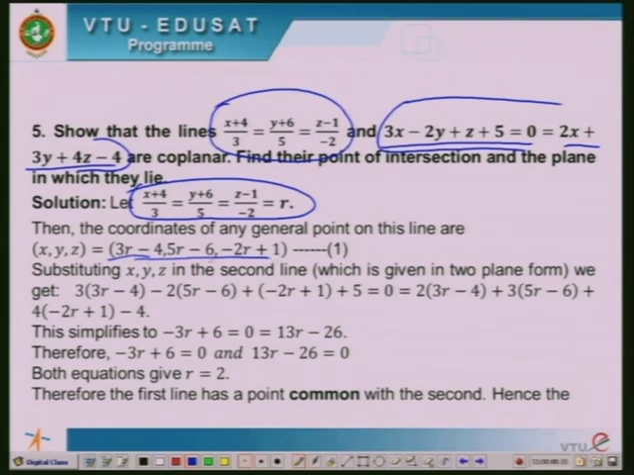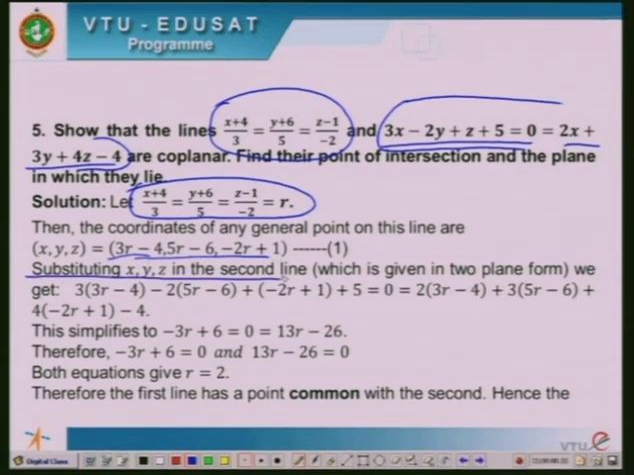Directly substitute these coordinates in the second line, which is given in two plane form. We get 3x minus 2y plus z plus 5 will be 3 into (3r minus 4), minus 2 into (5r minus 6), plus (minus 2r plus 1), plus 5 equal to 0, and the other plane is 2x plus 3y plus 4z minus 4 equal to 0, which is 2 into (3r minus 4) plus 3 into (5r minus 6) plus 4 into (minus 2r plus 1) minus 4.